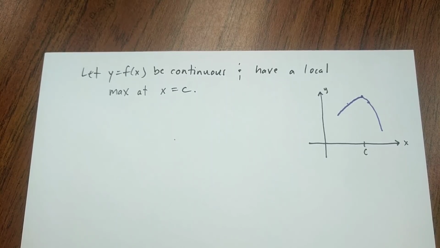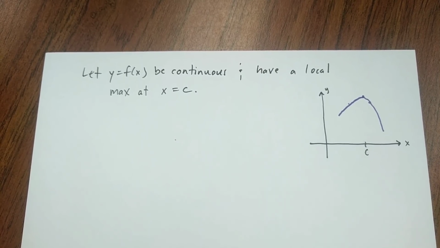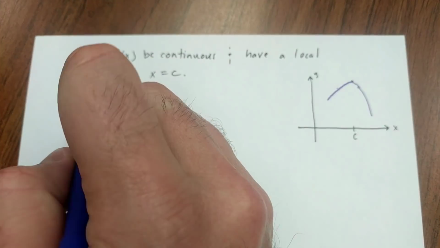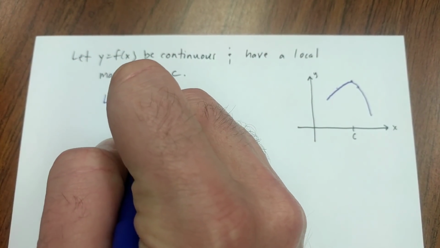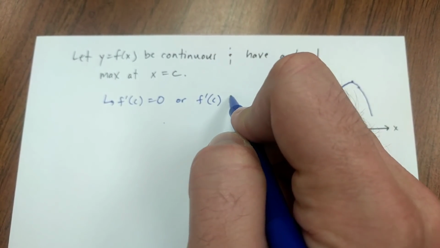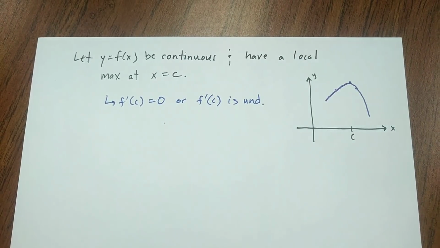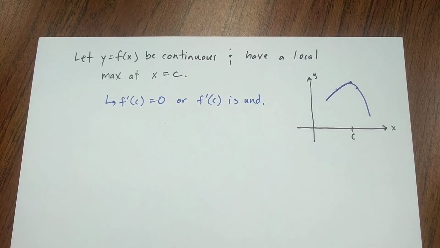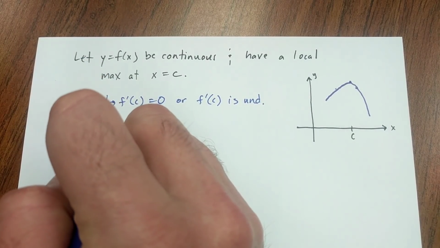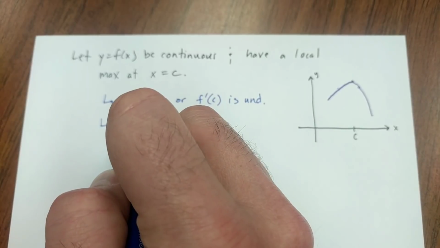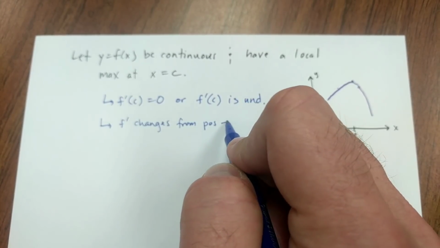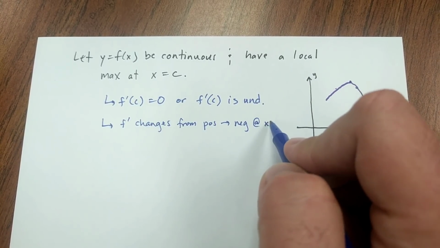Okay, so let's decode this and figure out what it tells us. If it has a local maximum at x equals c, then we know two fun things. We know that f prime of c equals 0, or f prime of c is undefined. That's fun fact number one, because that's where our critical points are. And then fun fact number two, f prime changes from positive to negative at x equals c.